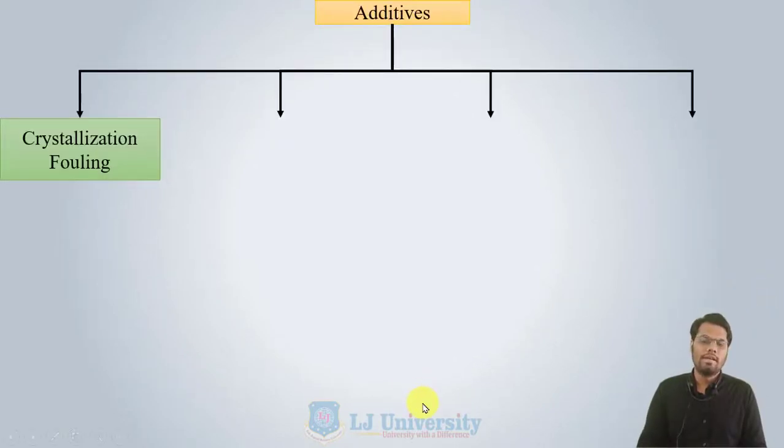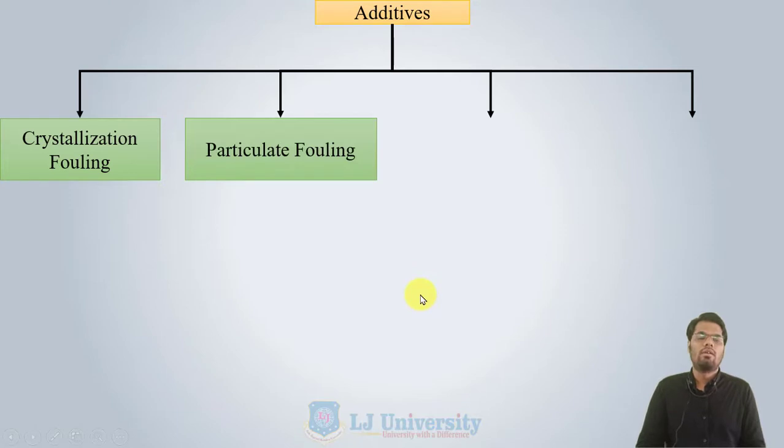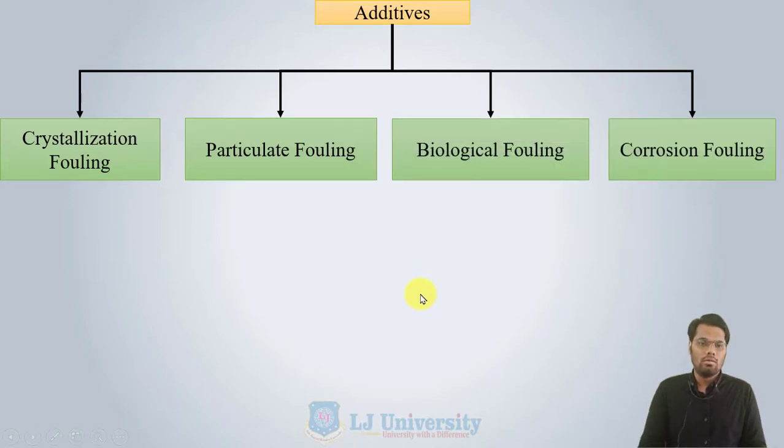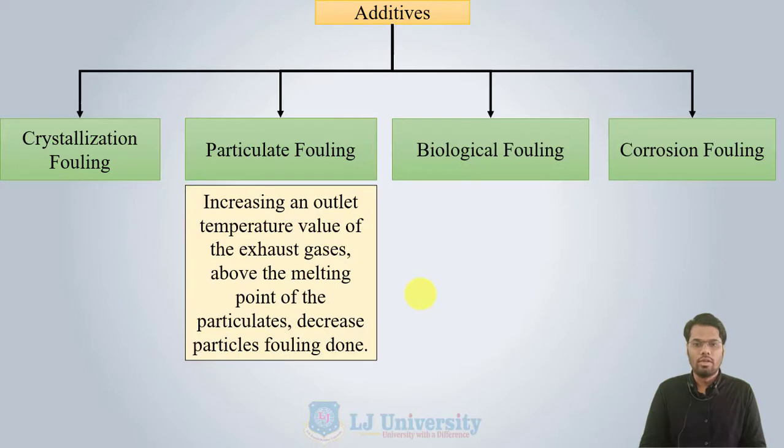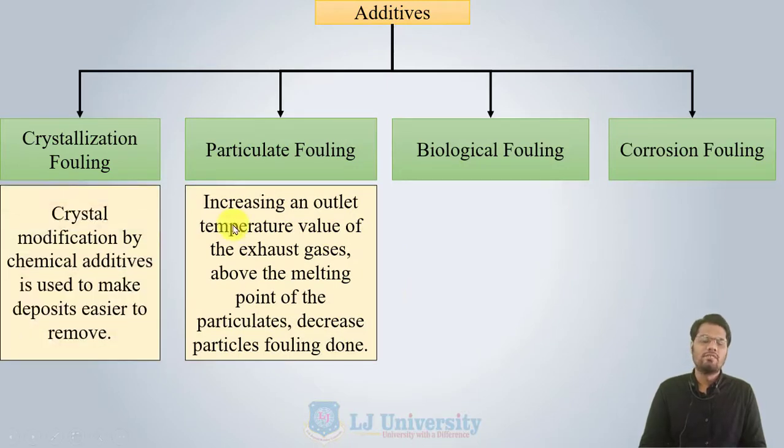So there is a use of some additives for crystallization fouling, particulate fouling, biological fouling, and at last corrosion fouling. First one is crystallization fouling. So crystal modification by chemical additives is used to make deposits easier to remove. Second is particulate fouling. So for particulate fouling, the outlet temperature of the exhaust gas is increased above the melting point of the particulate, so that all particulate above the melting point is going to dissolve in the steam or dissolve due to the higher temperature, which decreases particulate fouling.